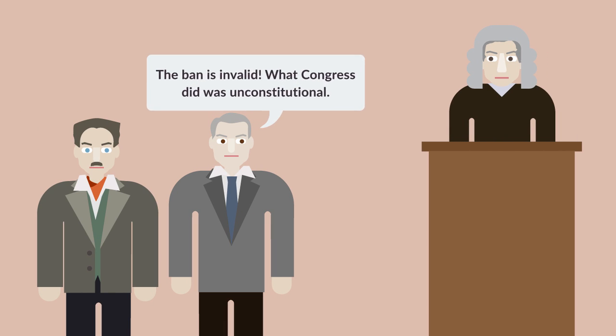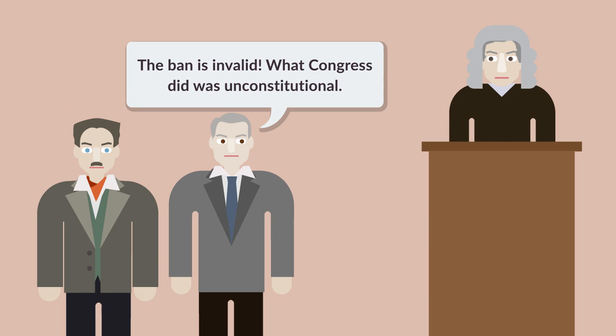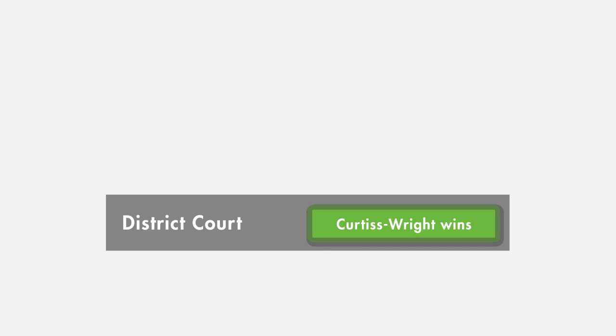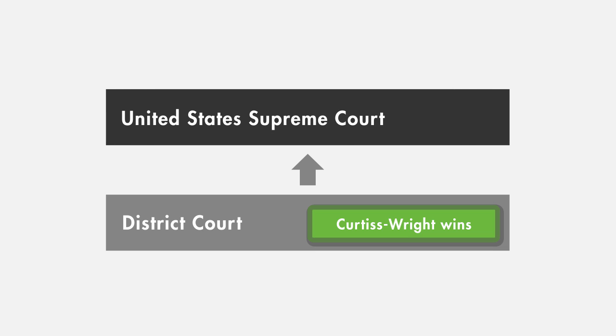At trial, Curtiss-Wright argued that the ban on weapons sales wasn't valid because Congress had delegated its lawmaking powers to the President in violation of the Constitution. The district court held that Congress improperly delegated its lawmaking powers to the President when it passed the joint resolution, and that the ban was therefore unconstitutional. The government appealed to the Supreme Court.